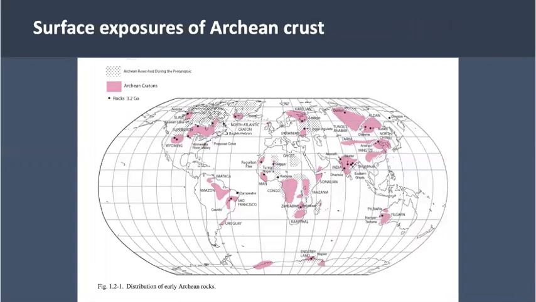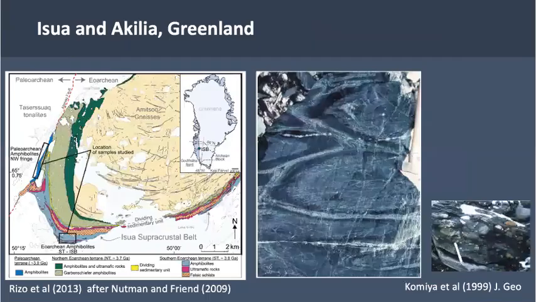I'm showing in this map here with pink where all the Archean continental crust is located on Earth. You can see it's globally distributed and overall quite sparse. And what we're going to do first is we're going to zoom in on some of the oldest packages of crust up in this area here. So we're going to start with the Isua terrain in Akilia and Greenland.